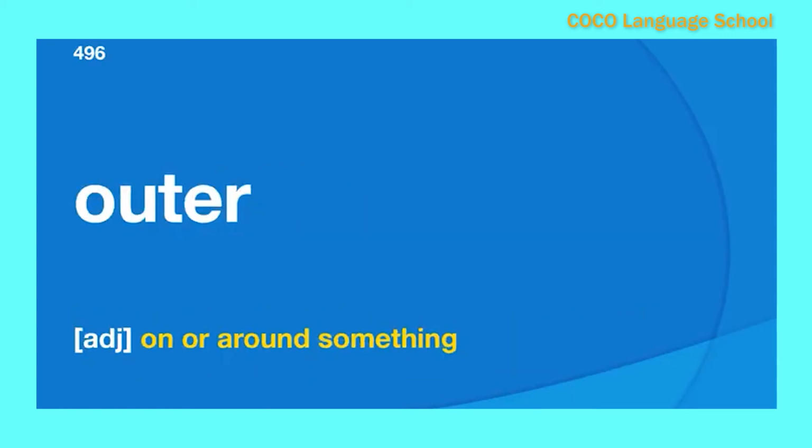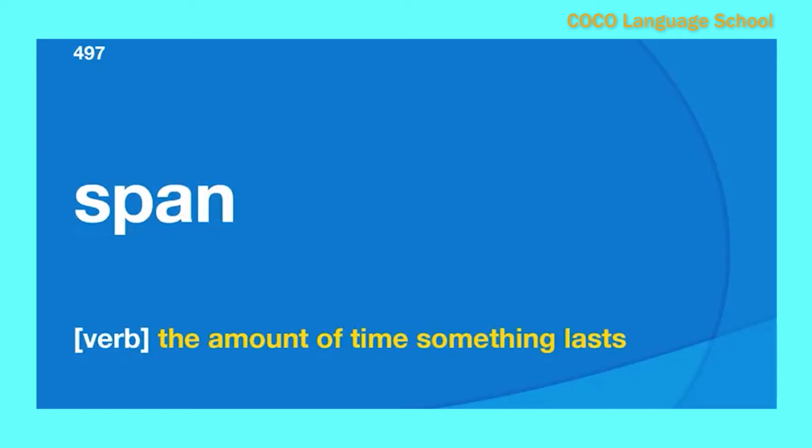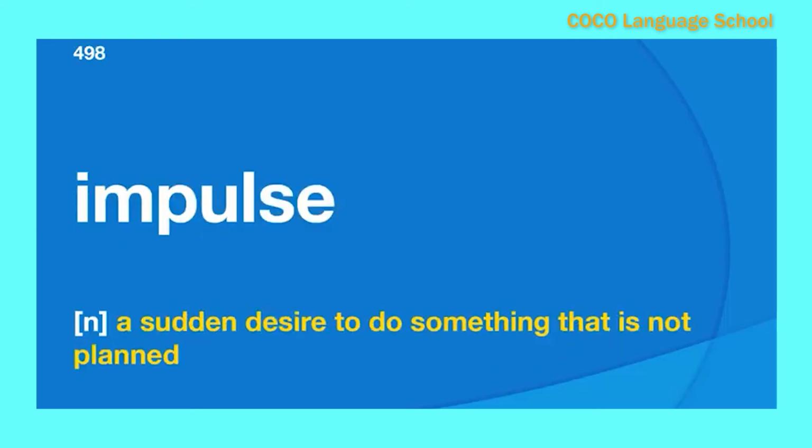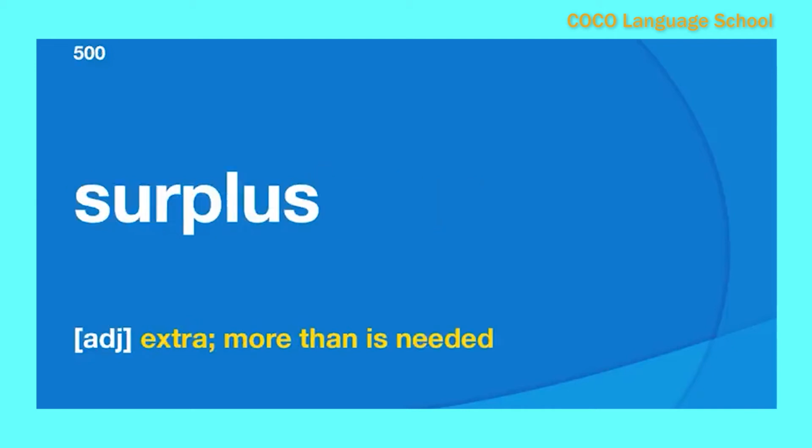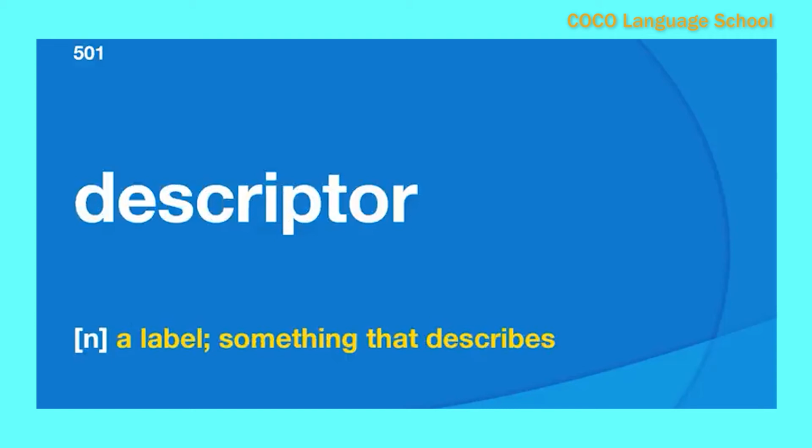On or around something. Outer. The amount of time something lasts. Span. A sudden desire to do something that is not planned. Impulse. Something written. Transcription. Extra, more than is needed. Surplus. A label, something that describes. Descriptor.